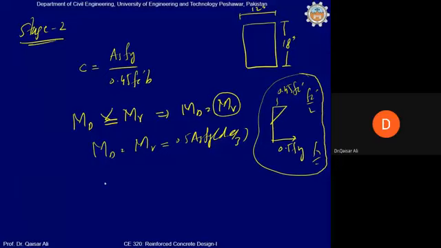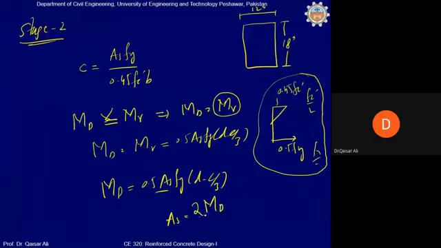So now from this you can write this like MD is equal to 0.5 AS Fy into D minus C by 3. And from this you can develop the relation for AS. Design reinforcement AS will be equal to MD divided by 0.5 into Fy into D minus C by 3.